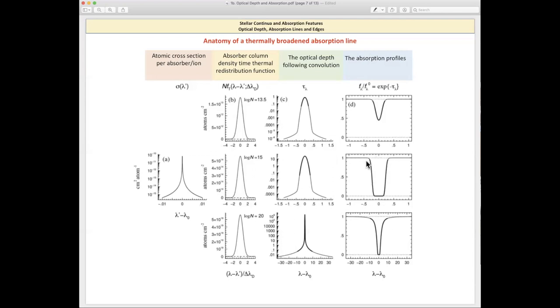Okay. So clearly, if you take e to the minus 10, you get a number that's like 10 to the minus 3 in the line core. So it looks like zero to you. It looks like no photons have made it through. It's what we call a black bottom line. And you can see these wings here are due to these wings here. And then once you get down to optical depths that are just so small, the radiative transfer equation shows no decrement in the absorption line.